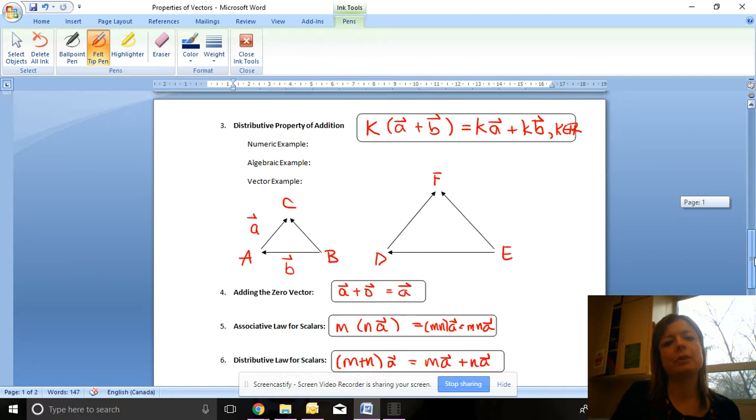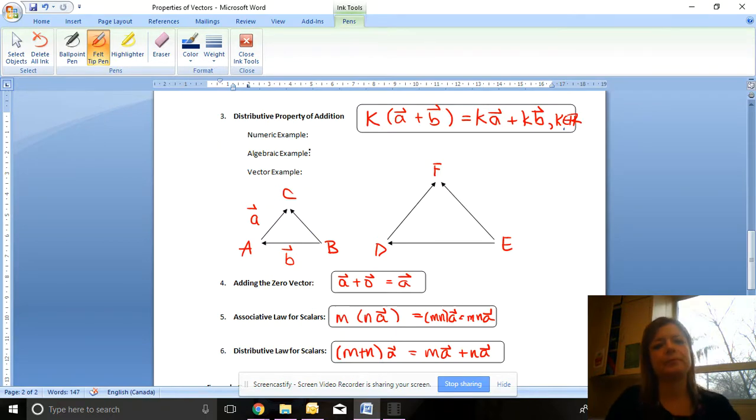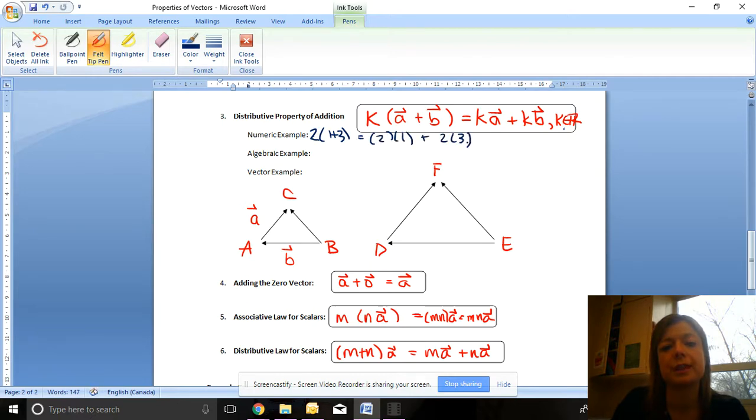Now let's move on to the distributive property of addition. This just says if you have a scalar, so this is k, an element of the set of all real numbers, outside of brackets containing the addition of two vectors, you can distribute that scalar to each vector individually. Again, we can show a numeric example, which would be something like 2 times the bracket 1 plus 3. You can change this into 2 times 1 plus 2 times 3. An algebraic example could be something like 2 times length plus width is the same as 2 length plus 2 width.